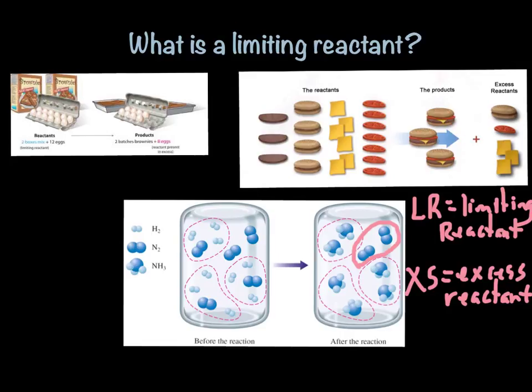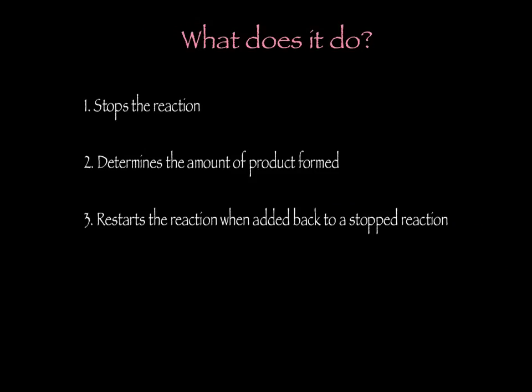Something you always have to remember, the limiting reactant has to be a reactant. So it has to be on the left side of the arrow. And it is the thing that limits the amount of products that we can make. Well, there are 3 very important things that you need to know. Make sure you memorize, because these are things you'll need to know on quizzes and tests, what the limiting reactant does. First of all, it stops the reaction.